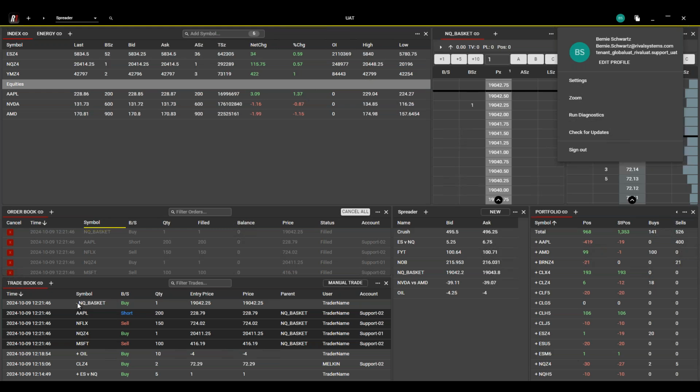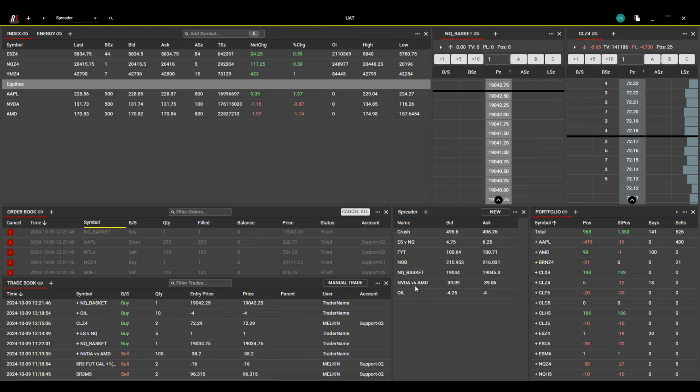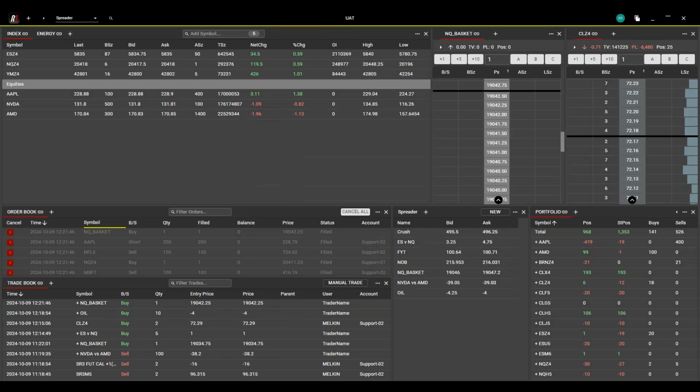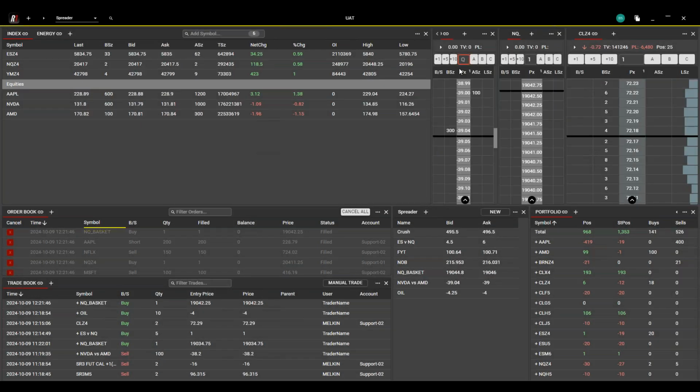So that's a good example of the power of this multi-asset platform where you can trade futures versus stocks. I did set up, in addition, just a very simple NVIDIA versus AMD spread. We had a customer who was looking at this spread, so we helped them set it up. Same kind of thing. If I want to execute that, and I'm just going to look at the spreader only, I'll go ahead and buy 100.